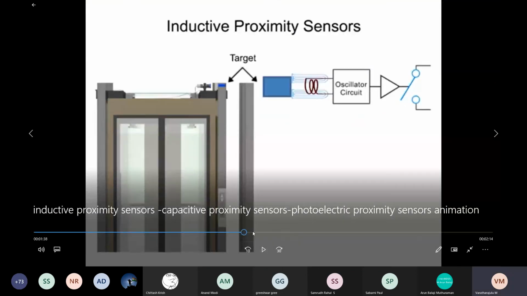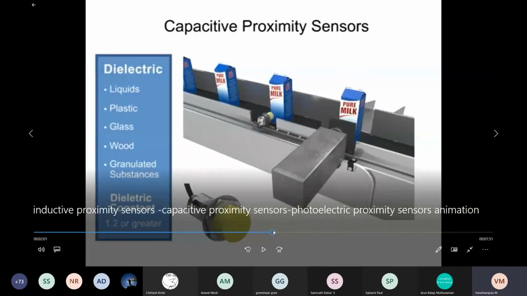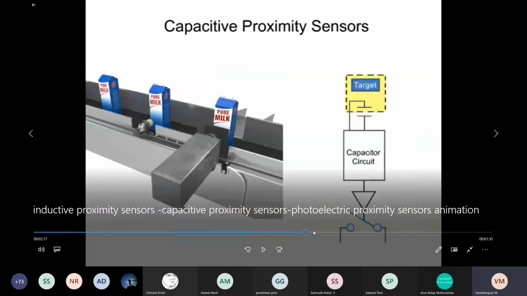See here, this is what happens in the capacitive proximity sensor. When the target is approaching the area of the circuit, it tries to have a uniform area. Therefore, it actuates the switches.